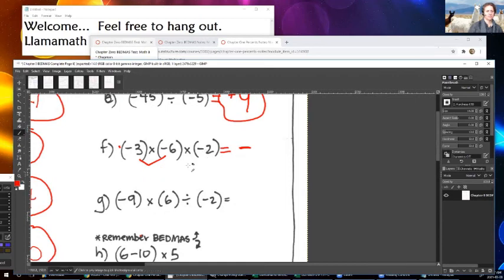The fast way to do it, though, is just count the number of negatives in the multiplication. 1, 2, 3, so the answer is odd, or negative. And then I can just multiply these. 3 times 6 is 18, times 2 is 36. Again, I really apologize if I'm going too fast here.